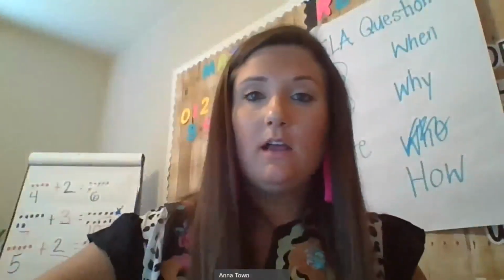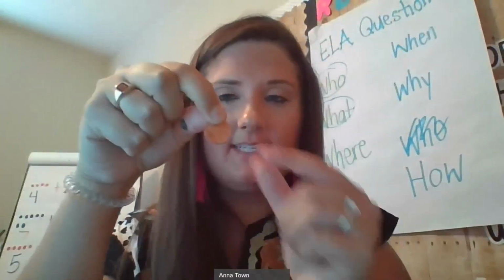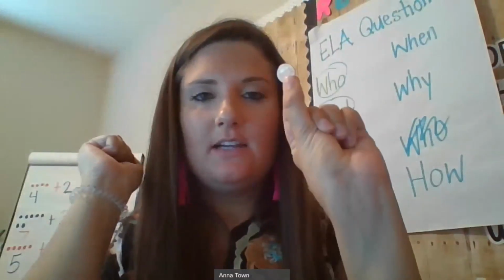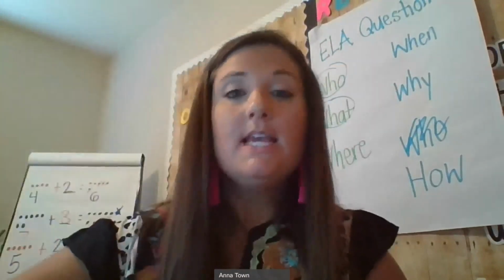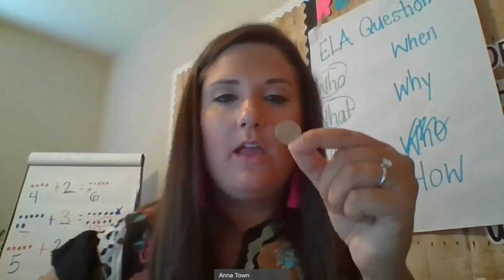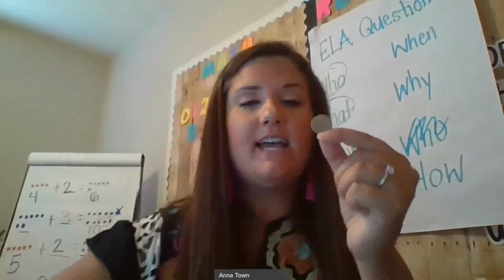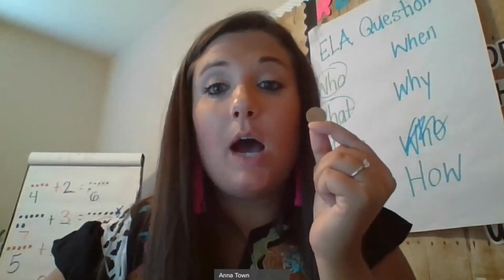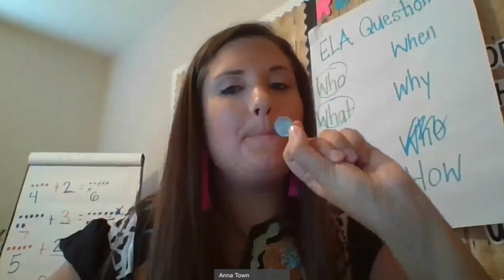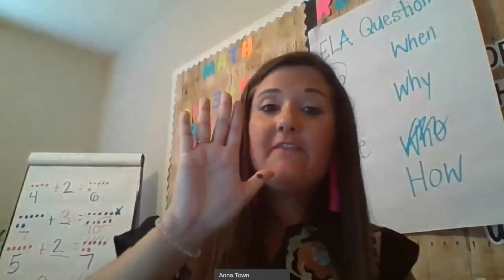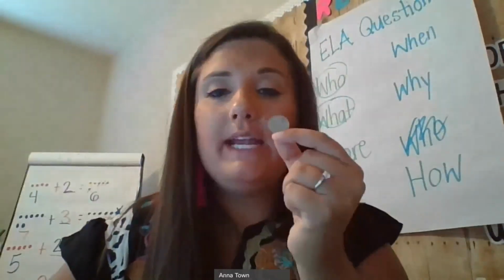Moving on to money, we have talked about pennies, which are copper. They're the smallest in value, worth 1 cent. They have President Lincoln on the front, the Lincoln Memorial on the back. Yesterday we learned about a nickel. A nickel is worth 5 cents. It is silver. It has Thomas Jefferson on the front and the Monticello, which is where he lived, on the back. 5 pennies equal 1 nickel.